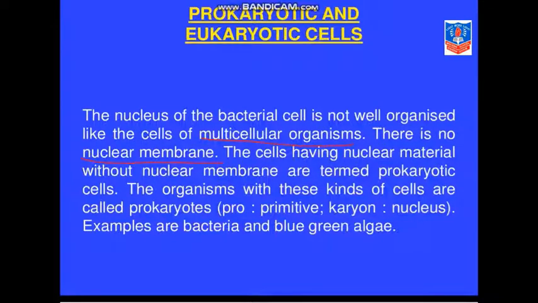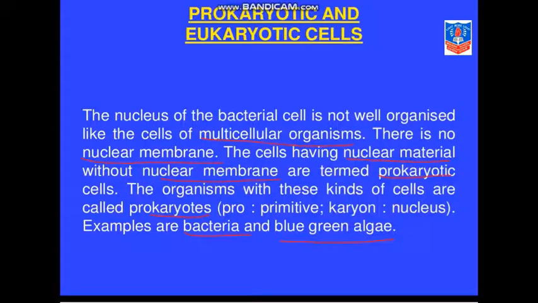The cells having nuclear material without nuclear membrane are termed as prokaryotic cells. So these cells which do not have a nuclear membrane are termed as prokaryotic cells. Very important. And the organisms with these kinds of cells are called prokaryotes. और उन्हीं organisms को हम क्या कहते हैं? Prokaryotes. Examples are bacteria and blue green algae.